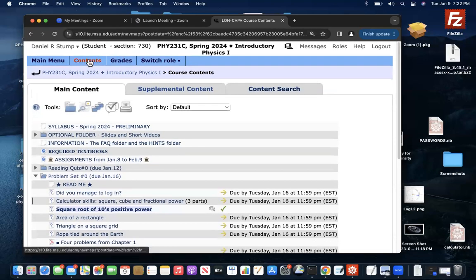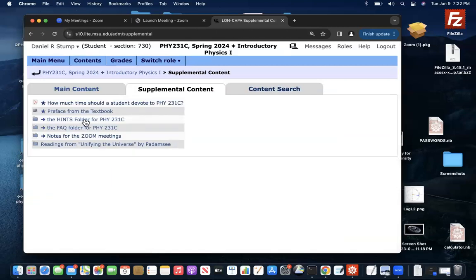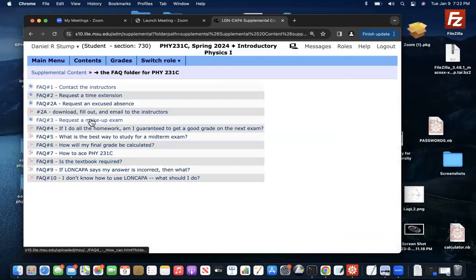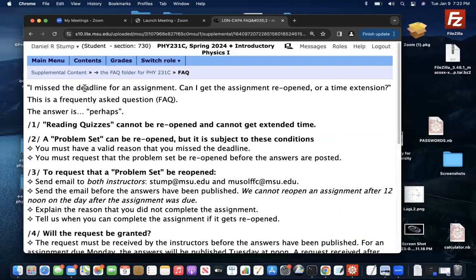All right, so let's see. One more thing about the FAQ folder. Request a time extension. I missed the deadline for an assignment. Can I get the assignment reopened or a time extension? You know, sometimes people get sick or they have to go out of town for some reason and they can't finish the assignment. They want to ask for an extension. So can I get an assignment reopened or ask for an extension?